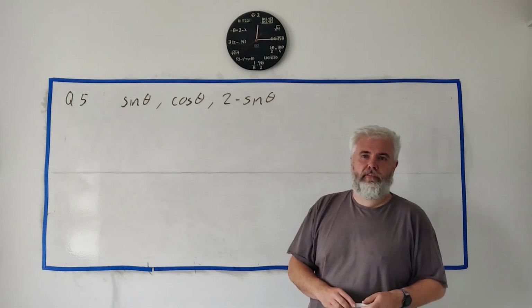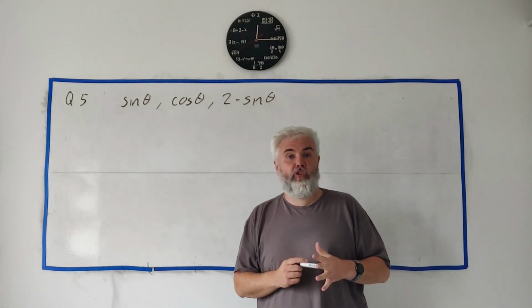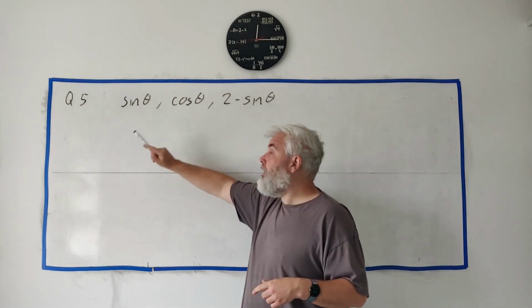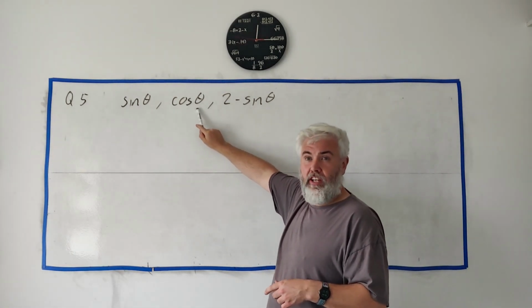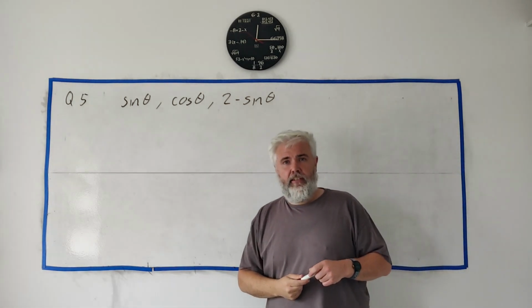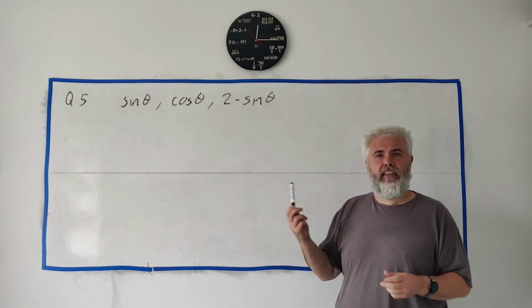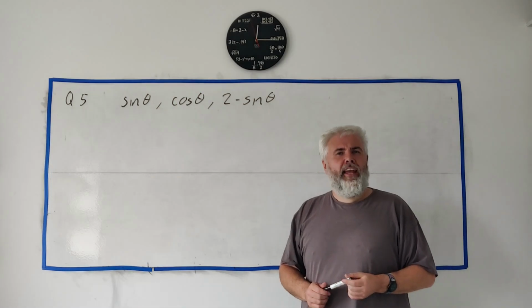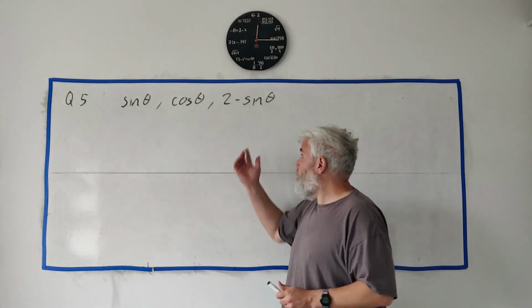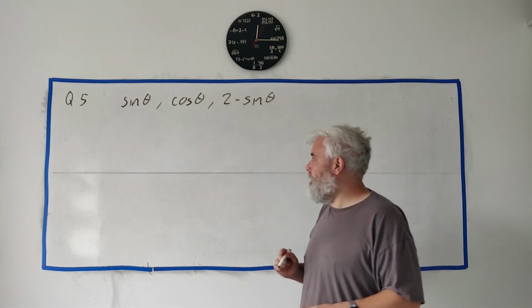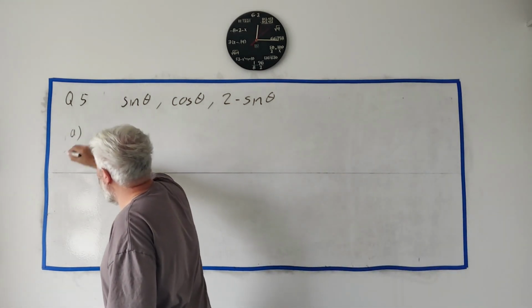In question 5, they talk about a geometric progression. They tell us the first term is sine theta. They tell us the second term is cosine theta, and the third term is 2 minus sine theta. They also tell us that theta is an acute angle, so it's less than 90 degrees. And then for part A, they ask us, what is theta? So that's enough information to find theta. So how do we go about that?